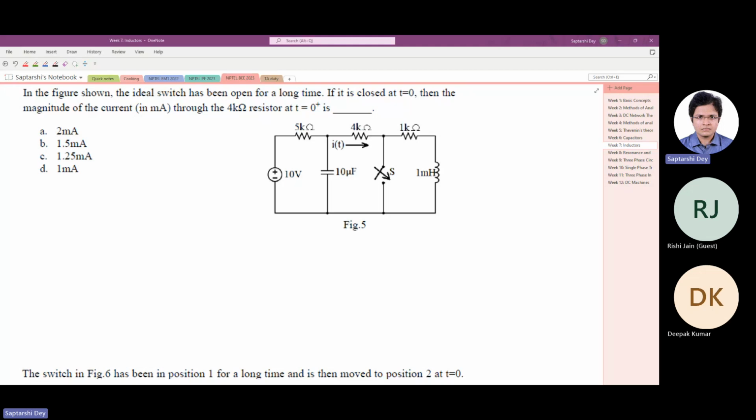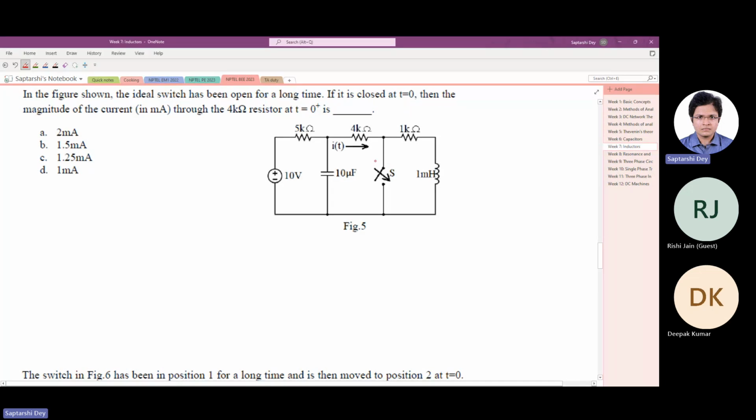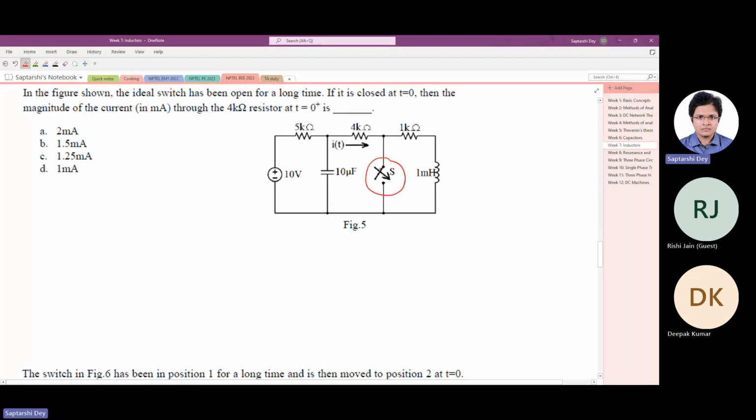We'll first see what happens if the ideal switch is open for a long time. So we will look at the circuit and we will ignore this switch. This is not there at all. This branch is not there at all. And it is capacitor here. So at steady state, what will happen? There will be no current through the capacitor, but it will hold some voltage maybe. Oh, there is an inductor also. It will be a short circuit at steady state.